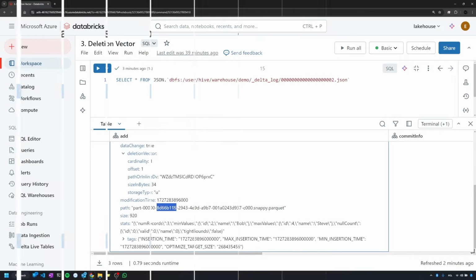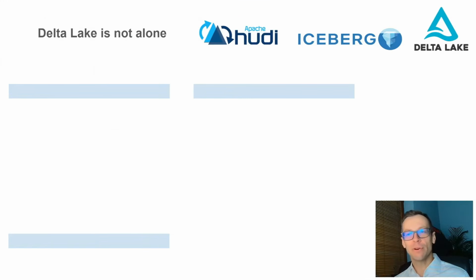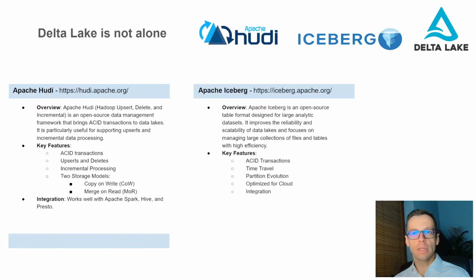Okay, that's it for that notebook. And after doing a demo, it's important to say that Delta Lake is not the only such project. There are others. The two most important, which are also open source, are Apache Hudi and Apache Iceberg, which you can explore by yourself on those web pages.